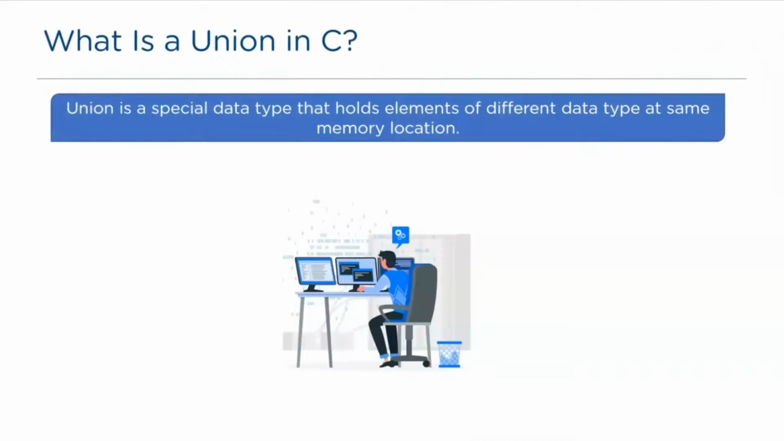Union is a special data type that holds elements of different data types at the same memory location. The concept of structure and unions are the same. However, the only difference is in terms of storage space and the keyword. So, for union declaration, we use the keyword union.